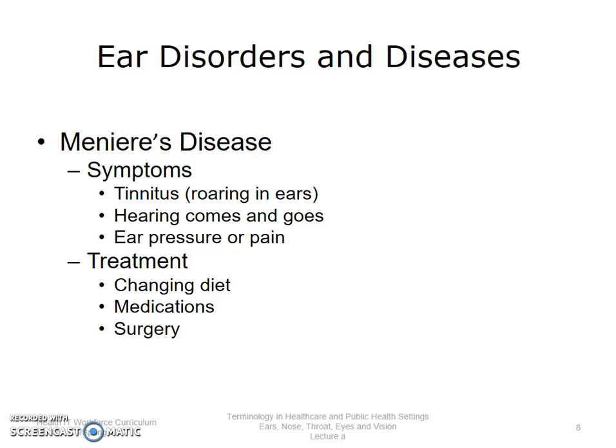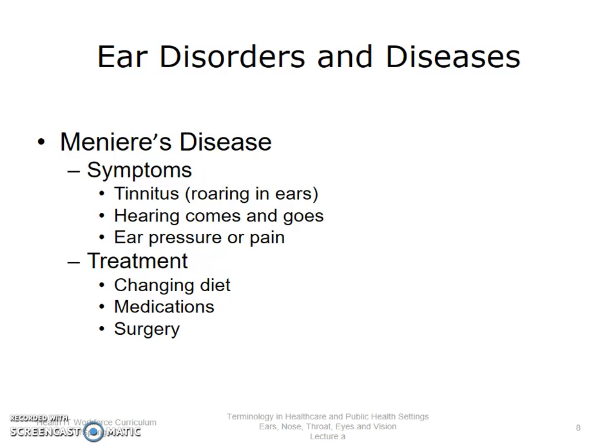Meniere's disease can cause severe dizziness, a roaring sound in your ear called tinnitus, hearing that comes and goes, and the feeling of ear pressure or pain. It usually affects just one ear, and it is a common cause of hearing loss. Scientists do not know the etiology or cause of this disorder. They believe it has to do with the level of fluids, or the mixing of the fluids in the ear canals of the inner ear.